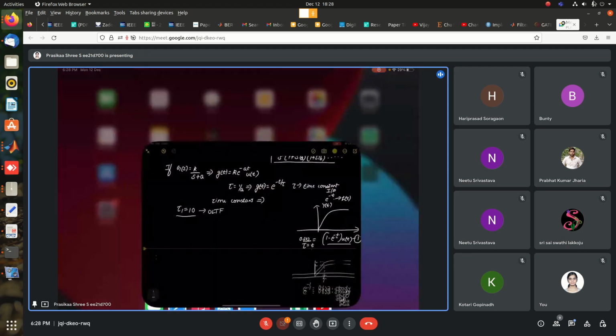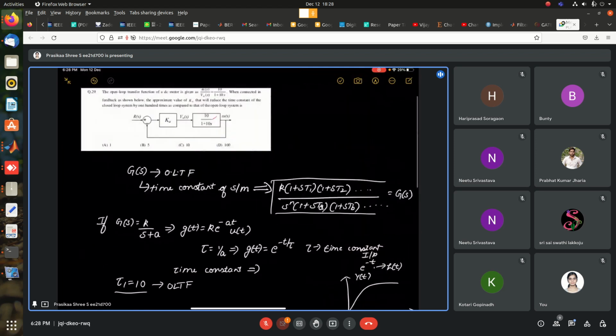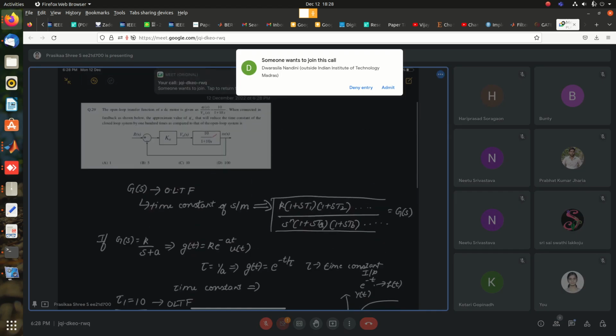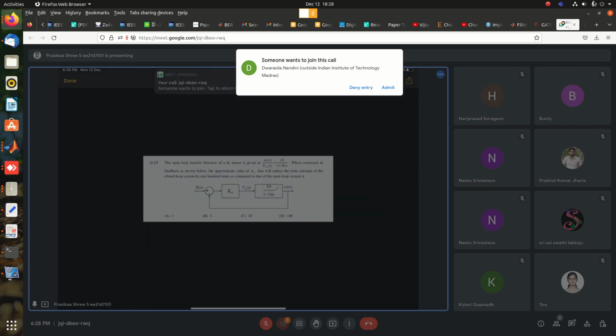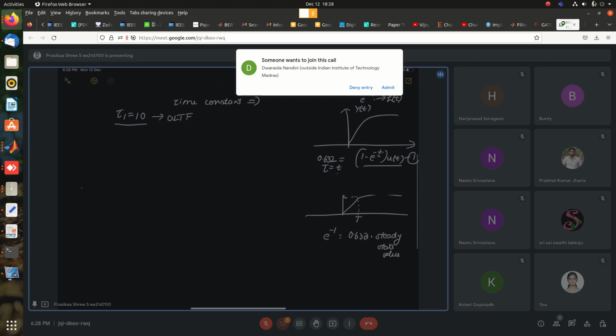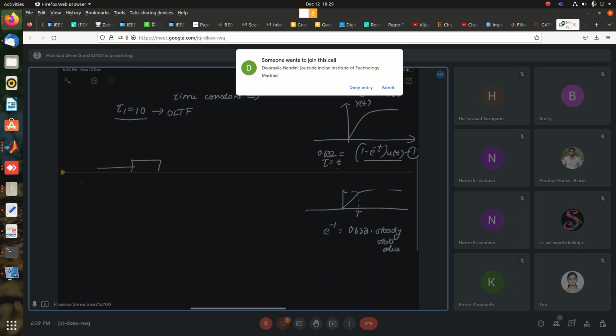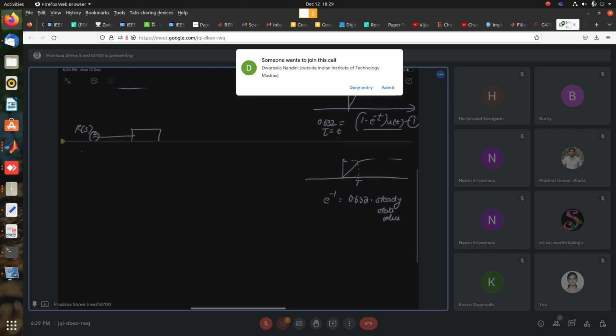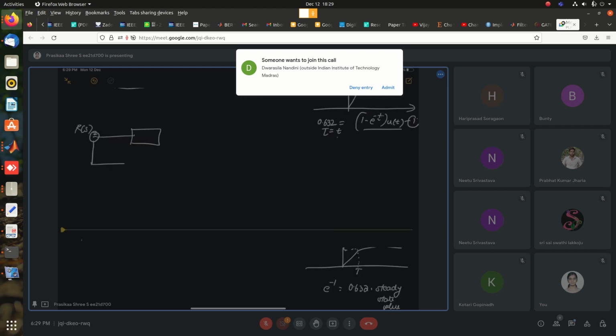okay. Let's see whether the answer is C. So the closed loop transfer function. Okay, so this is a negative feedback system, right? Negative feedback system is nothing but, you have an input R(s), and the feedback transfer function is H(s), G(s).